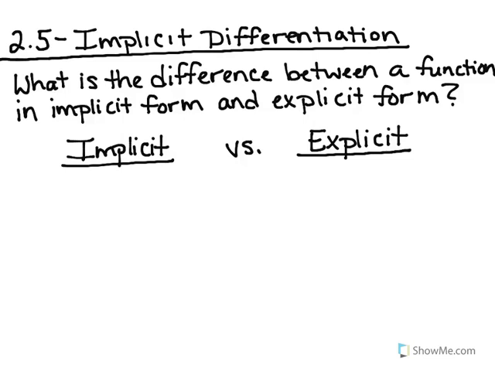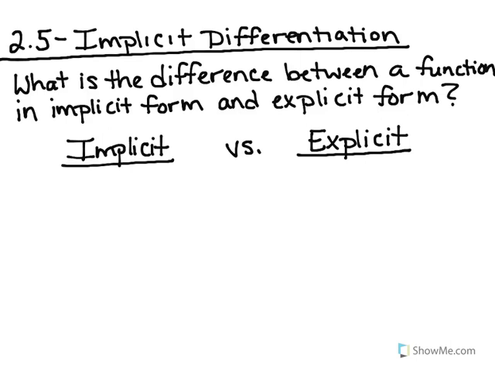So today we went over how to find the derivative of a function using implicit differentiation. First, we need to go over the difference between implicit form of a function and explicit form of a function. Implicit means that you don't have one variable isolated, and explicit means that one of the variables is completely isolated. We're used to having y equals.